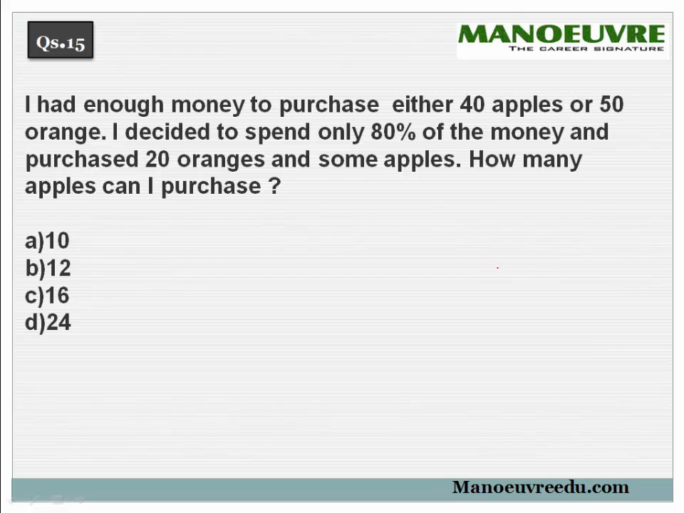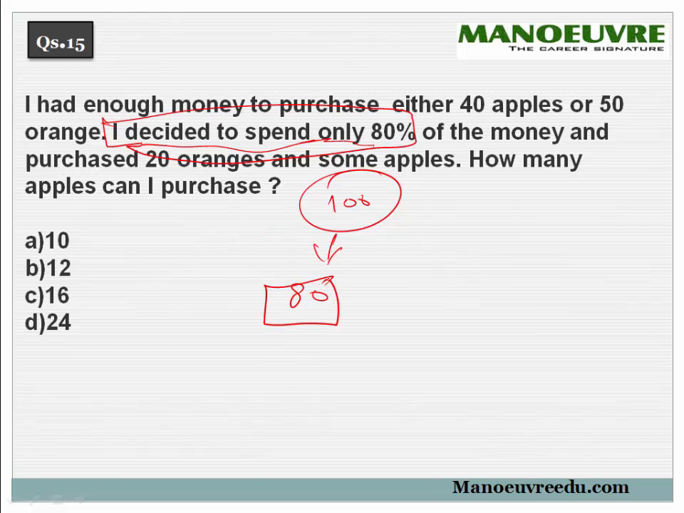I have enough money to purchase either 40 apples or 50 oranges. I decided to spend only 80% of the money and purchase 20 oranges and some apples. How many apples can I purchase? The idea behind this is the important line. He has something, but he has decided to spend 80% of the money, which means if I have 100 rupees, I have decided I will spend just 80 rupees. So 80 is the only amount which I have.